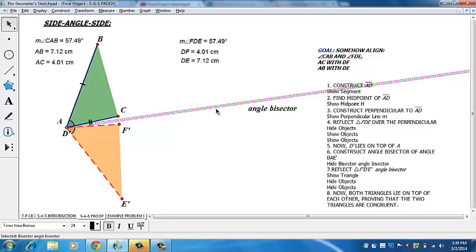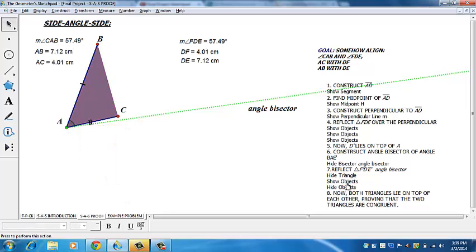Now that I did that, I'm going to reflect this triangle right here over the angle bisector. I'm also going to hide my triangle and my angle bisector. So now, as you can see, I have my two triangles lying on top of each other, meaning that these two triangles are congruent.